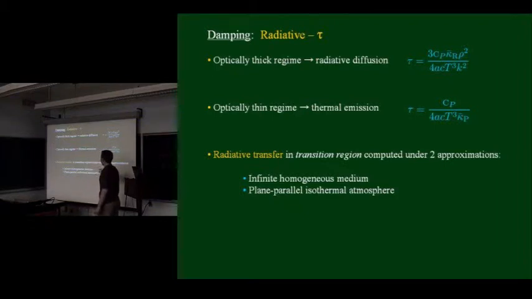I do so under two approximations. First, treating the atmosphere as an infinite homogeneous medium, in which case there's actually an analytic solution to the spatial part of the radiative transfer integral. You still have to do the frequency integral, frequency by frequency. More correctly is to treat it as a plane parallel isothermal atmosphere, and I've been able to show that this approximation is good enough for the purposes, at least, well, certainly for the purposes of this talk today.